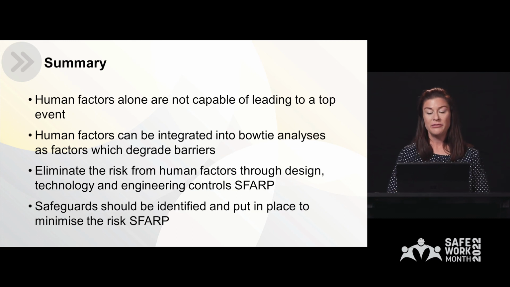In summary, human factors alone should not be capable of leading to a top event. Human factors can be integrated into bowtie analyses as factors which degrade barriers. So far as reasonably practicable, eliminate the risk from human factors through design, technology, and engineering controls. And if the risk cannot be eliminated, reduce the risk by identifying and implementing safeguards. This includes how human performance can assure or reinforce the barriers to prevent and mitigate the risk of a top event.